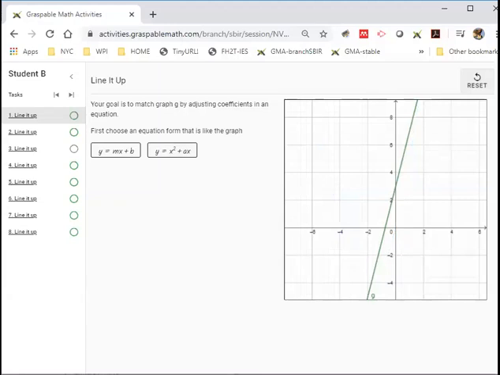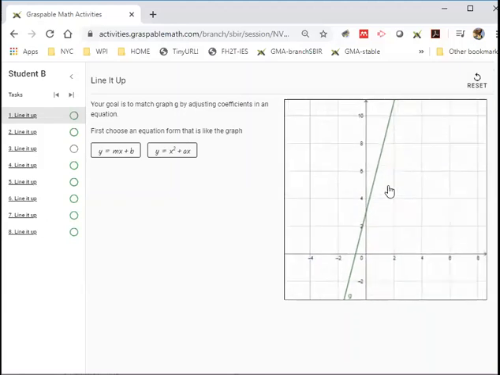This video is to introduce how to do line-it-up tasks in Graspable Math Activities. This is a line-it-up task. There are instructions, equations, and a Cartesian plane containing a graph labeled G.